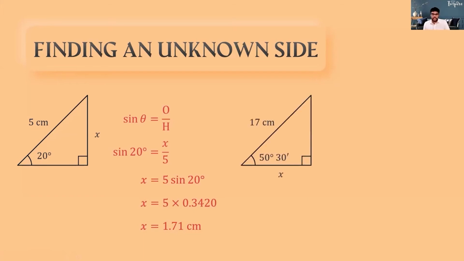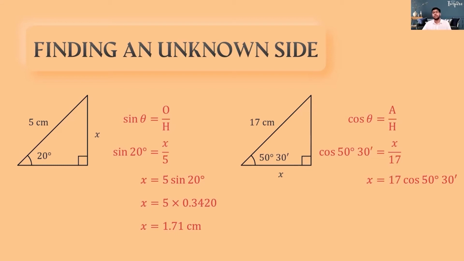Right, let's go to this other one. Now here we have minutes as well. So 50 degrees and 30 minutes is the angle, children. In this one you can see the adjacent is x and the hypotenuse is 17. So this is going to be a cosine ratio, right? Cos theta is adjacent over hypotenuse. So cos 50 degrees and 30 minutes is equal to x over 17. Again we multiply the 17 with the cos 50 degrees and 30 minutes, taking it to the other side.